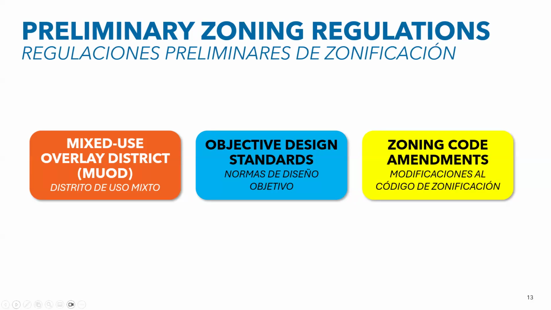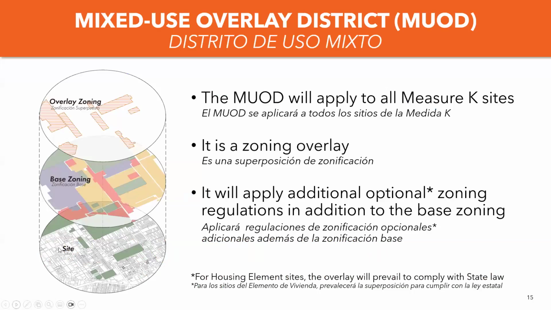We'll first start with the mixed use overlay district, or the MOOD. Next. So the mixed use overlay district is the primary means of how the city is rezoning all of the Measure K sites. The MOOD is an overlay. It's a zoning overlay, which means that it provides additional optional regulations on top of or in addition to a property's existing base zoning. So that means that a property can continue to exist as it is today, or it can be redeveloped as it's allowed to today, or if and when it chooses to, it can opt into the overlay to develop housing or mixed use.